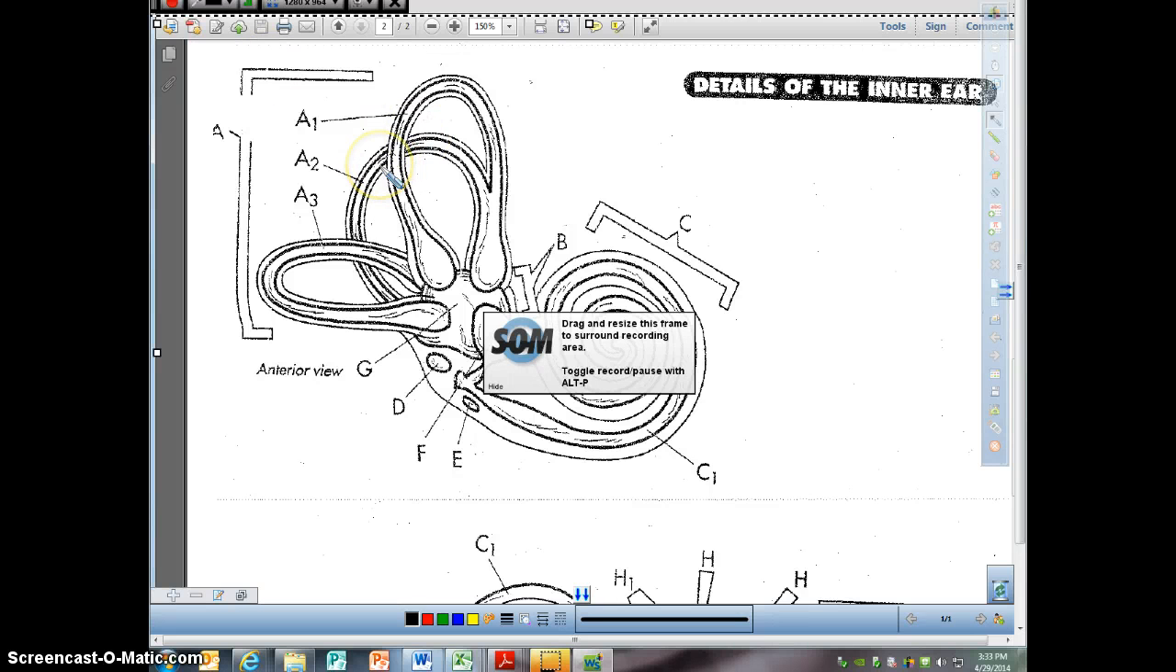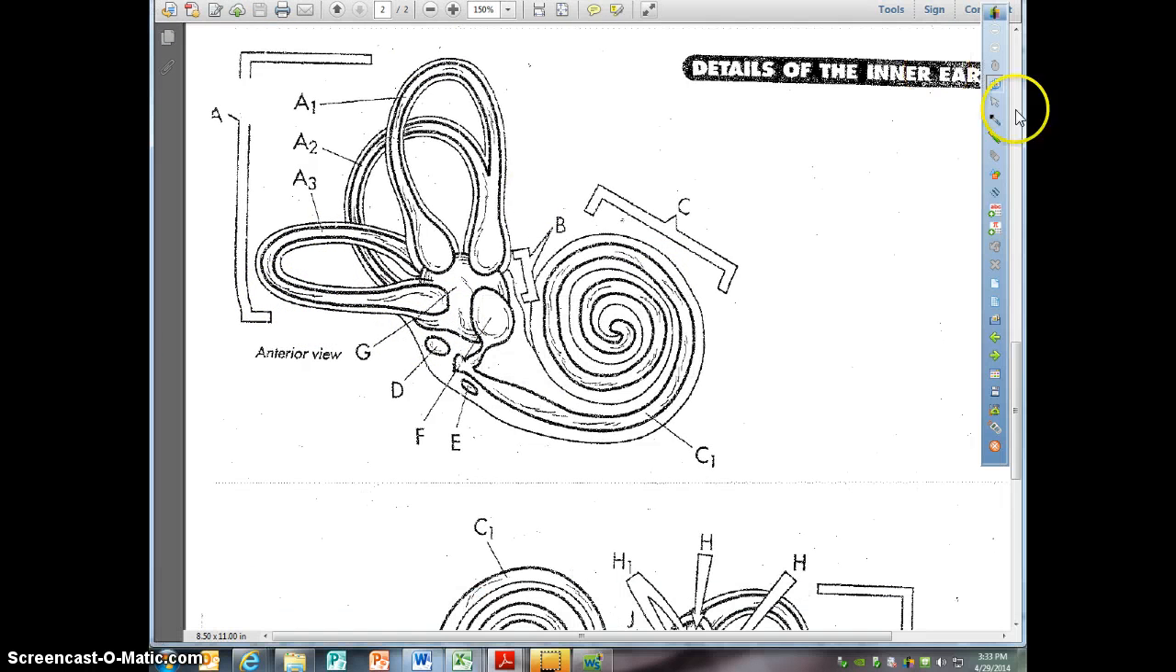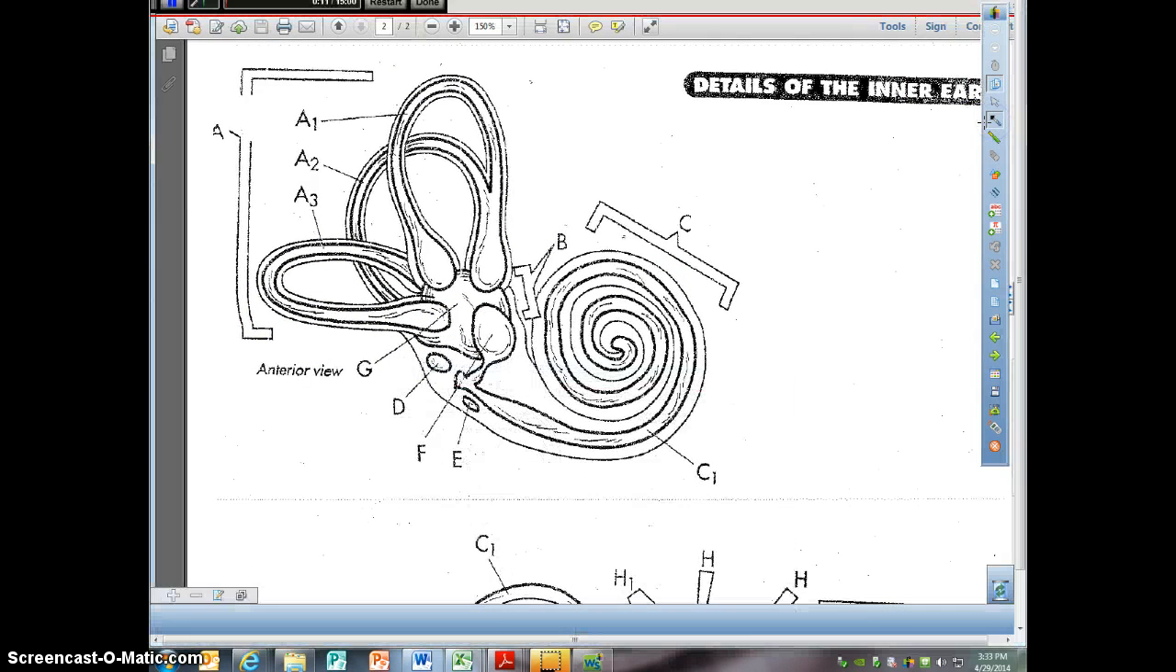Okay, hello. We are going to pick up where we left off with the perilymph and endolymph. And what I want to start with is what's going on here and, of course, in the semicircular canals.